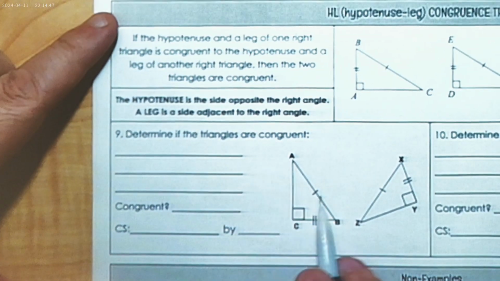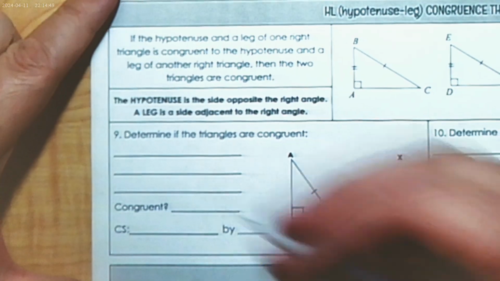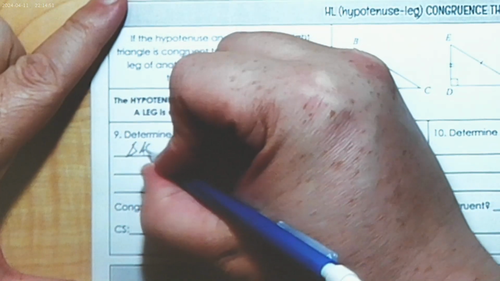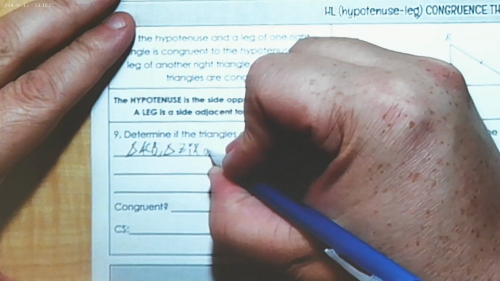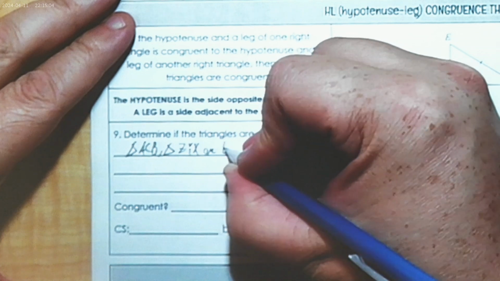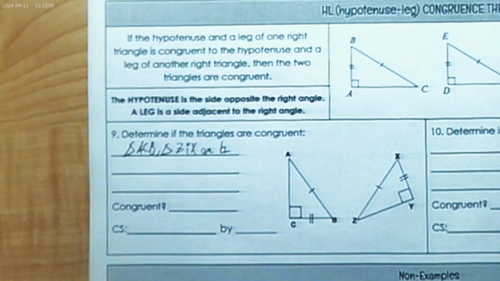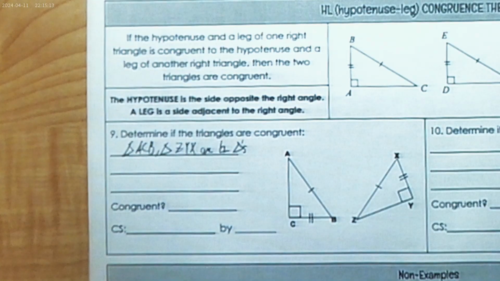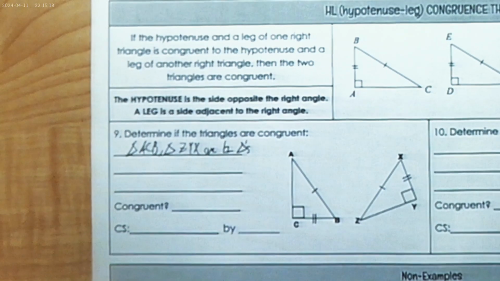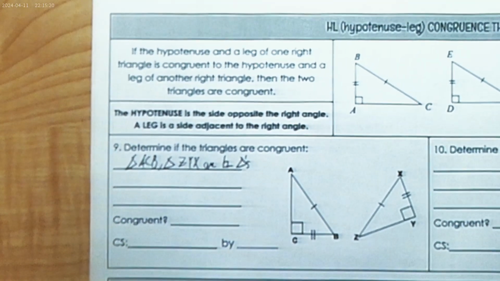So let's see. Determine if the triangles are congruent. I'm going to say triangle ACB and triangle ZYX are right triangles. I'm not sure how to notate that really, or how to shorten it, but that's the best I can think of for right now.